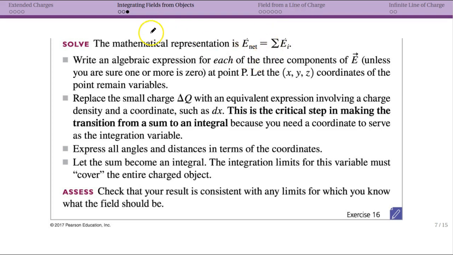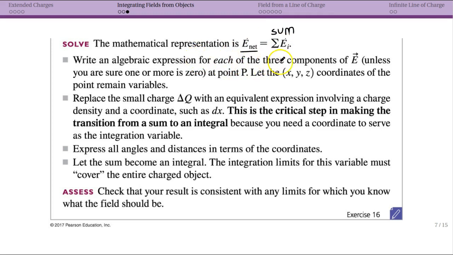So we have our picture, our representation, and now we're moving into math. And all we're doing is saying that our total field is the sum of the pieces. In many cases, we're going to need to do an integral, but not always. So you need to do your sum.